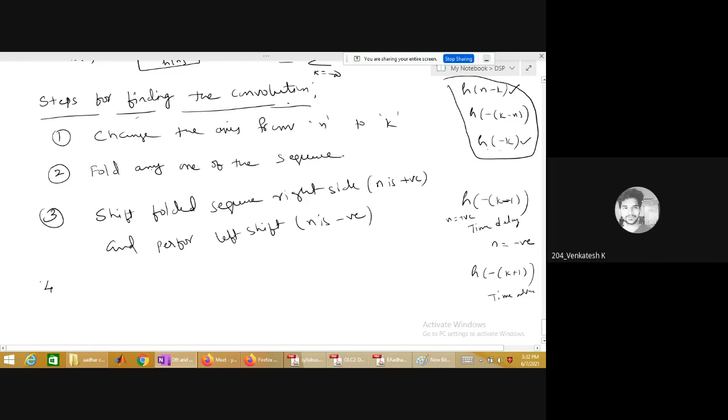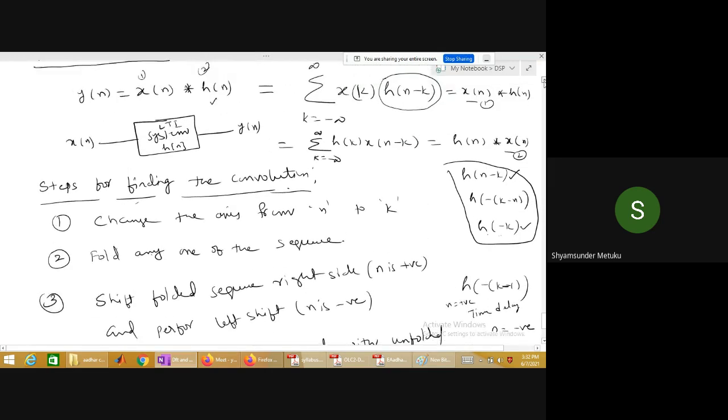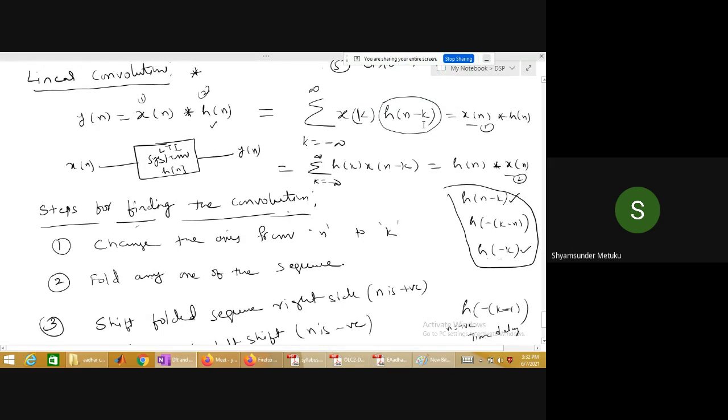Then the fourth step. Multiply the folded and shifted signal with the unfolded signal. What is the unfolded signal? It is x of k. So that is what we are doing. In this equation 1, as per the equation, the folded and shifted signal is multiplied with the unfolded signal. Yes or no?